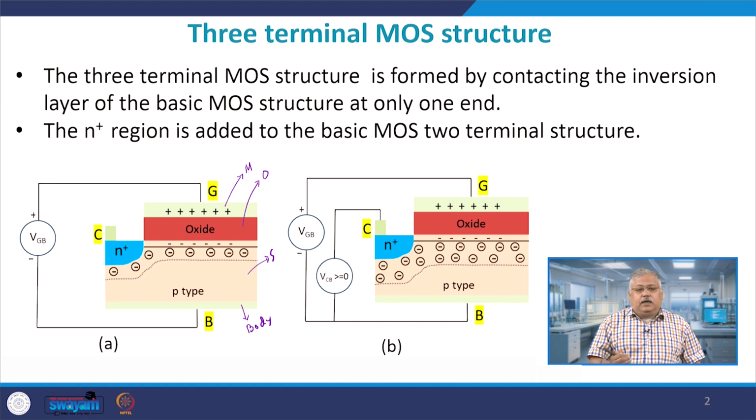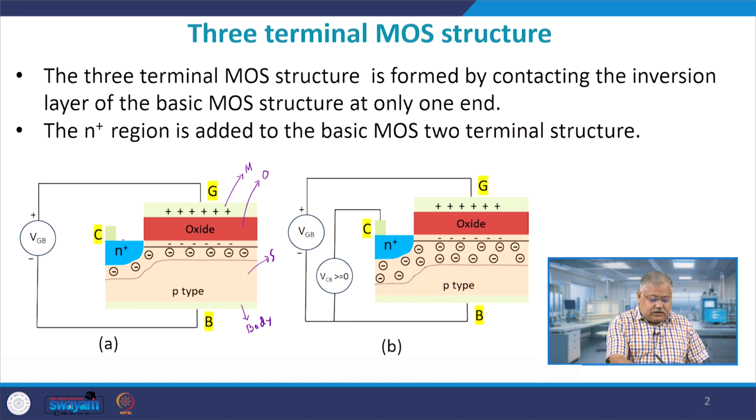We saw that if it is reverse biased, then you will have accumulation. At 0 it will be flat band. As you make your gate voltage slightly higher, you enter into the depletion region, and at a very large value of gate voltage you enter into the inversion region. I will talk about inversion in my subsequent slides, but let us see what we have added here.